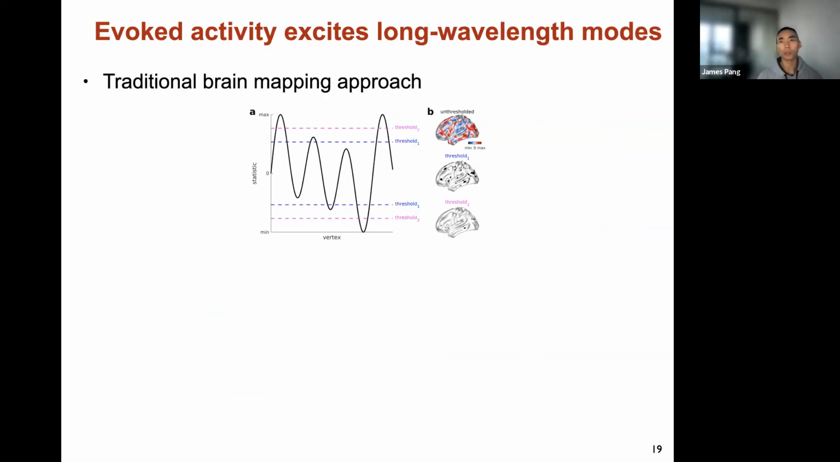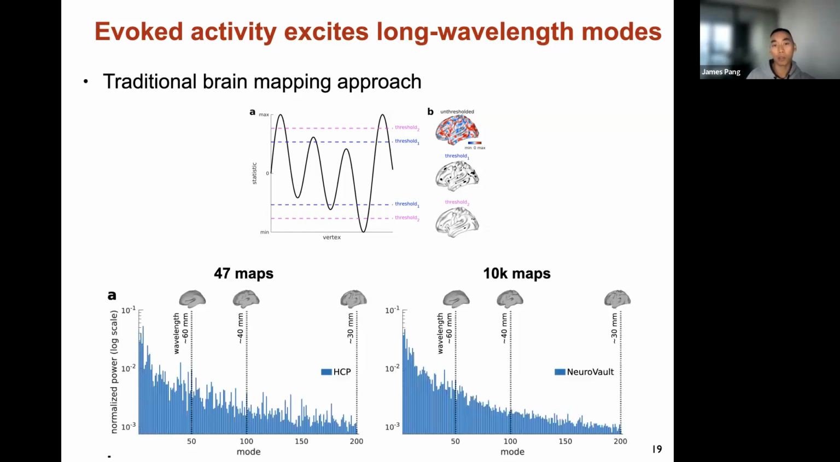And then we use these geometric eigenmodes to study quite a different set of maps, because in the traditional brain mapping approach, you have a map and you threshold it to get isolated clusters signifying where the activation is, mostly focusing on that. But what we're showing is that if you actually analyze the unthresholded maps of HCP and about 10,000 maps from NeuroVault, we see that the power sits in those modes that have very long wavelengths. That means it kind of covers the entire brain.